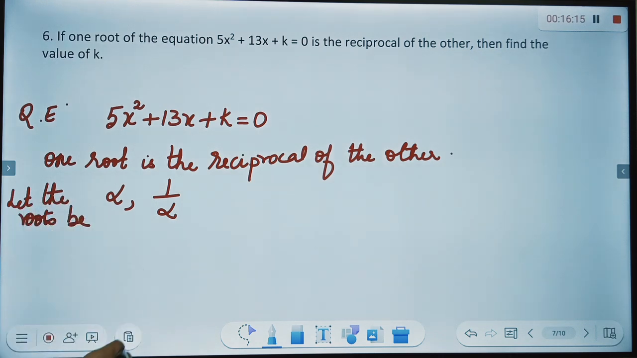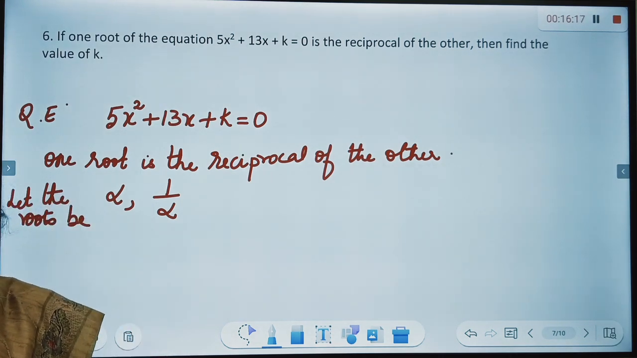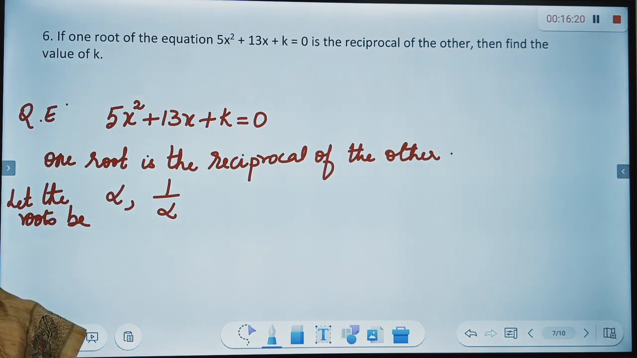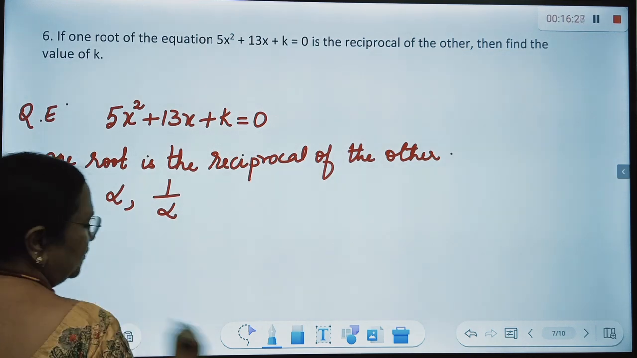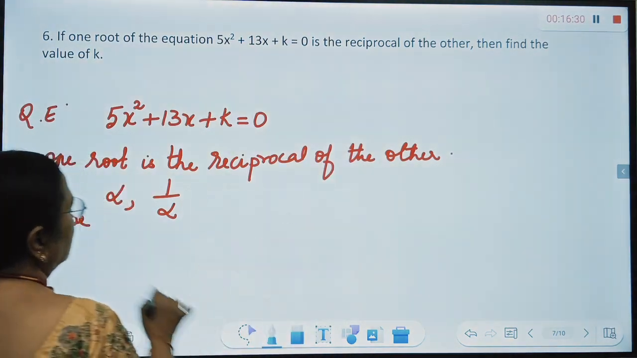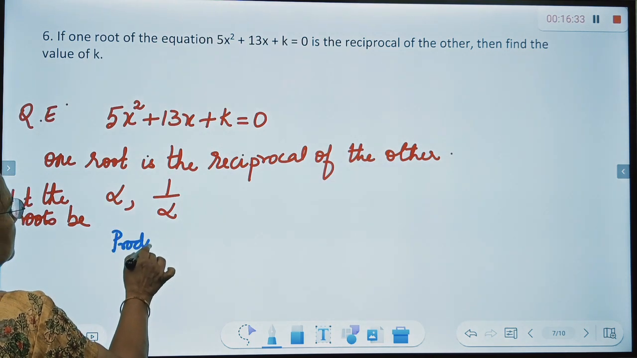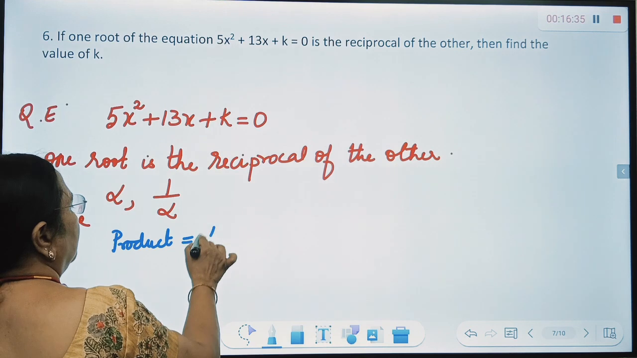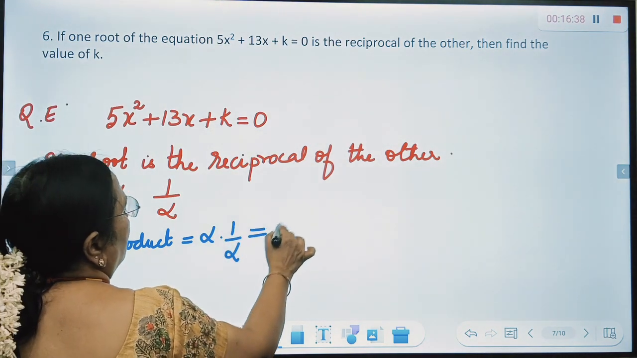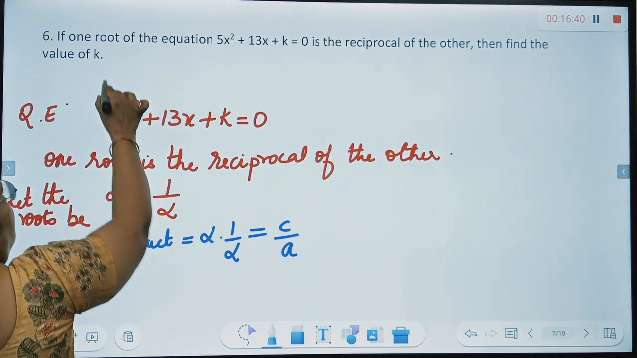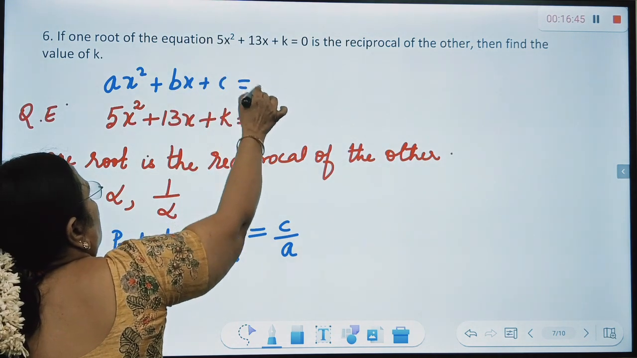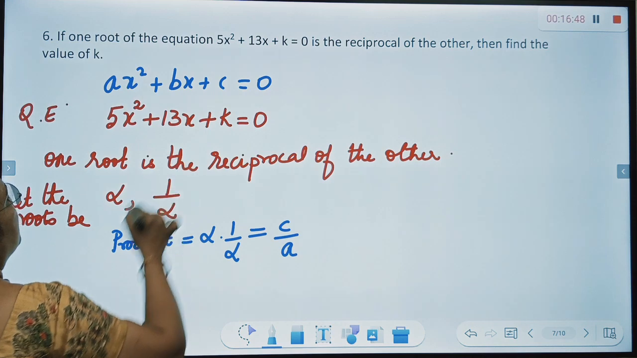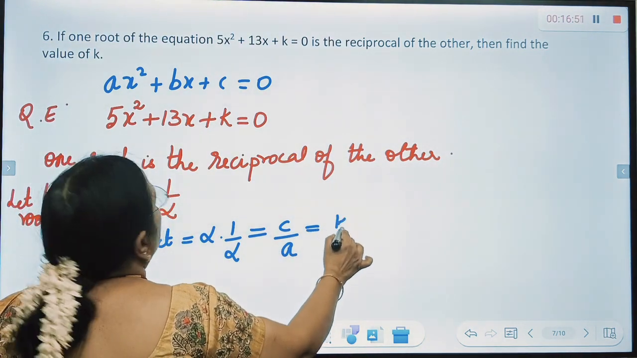Why I have chosen like that? Because it is given that one root is reciprocal of the other. So if I choose one root to be alpha, the other one becomes 1 by alpha. Now, what is the product of the roots? Product is alpha into 1 by alpha equal to c by a. Comparing this with ax square plus bx plus c equal to 0. Now what is c? C is k and a is 5.